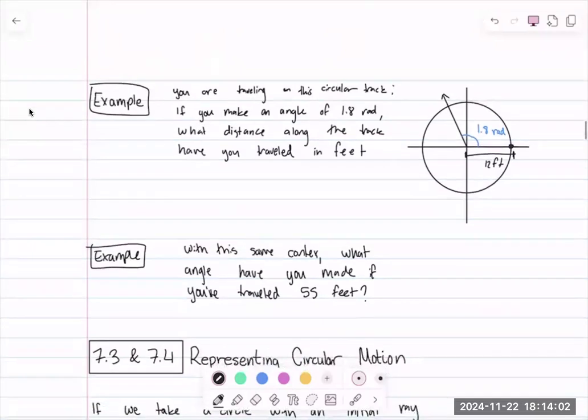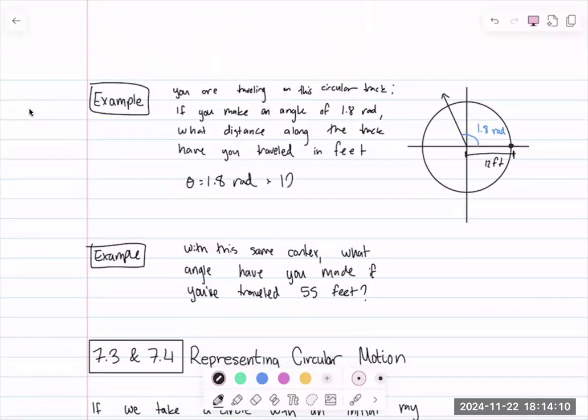Okay? Well, our angle is 1.8 radians. And we know that 1 radian traces out 1 radius. So this is going to be multiplied by our radius, which is 12 feet. And so we're going to get 1.8 times 12, which is 21.6 feet.